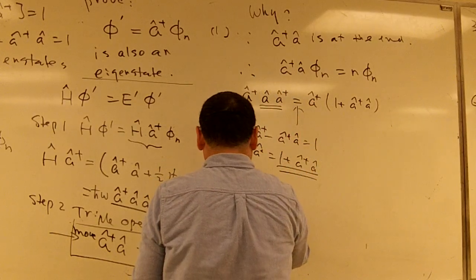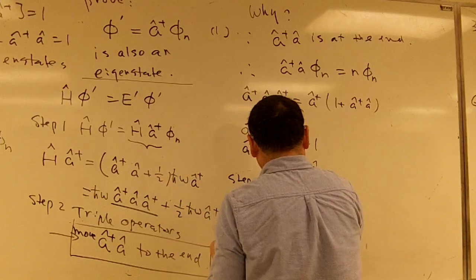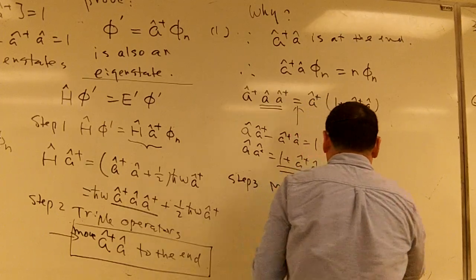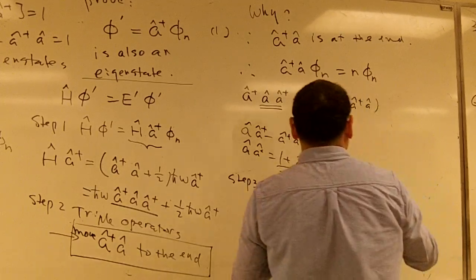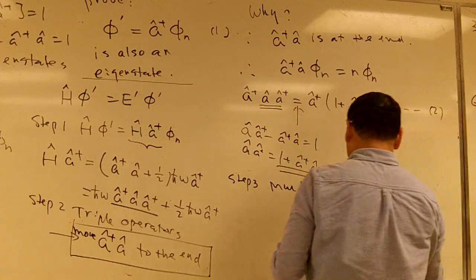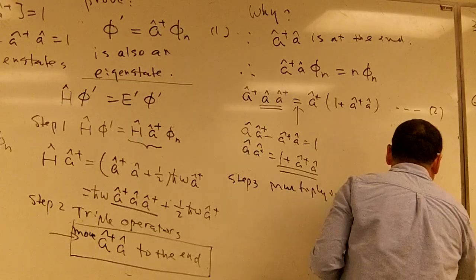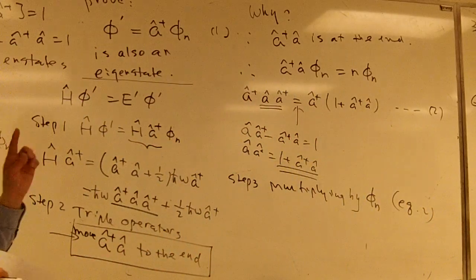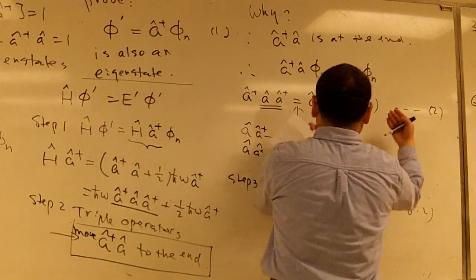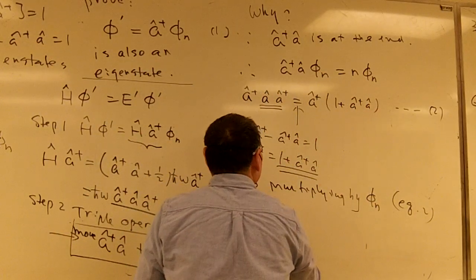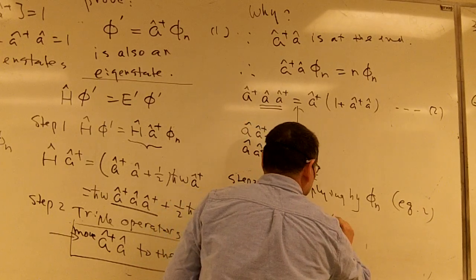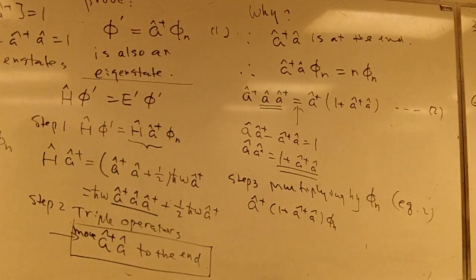So step number 3. Multiply by phi sub A. So this will be equation, let's call it equation number 2. So in equation number 2, we're going to multiply by phi. This will eventually get us the results. So we're going to multiply this term by phi. So let's do that. So A hat, 1 plus A dagger A, phi A. So that's what we get.